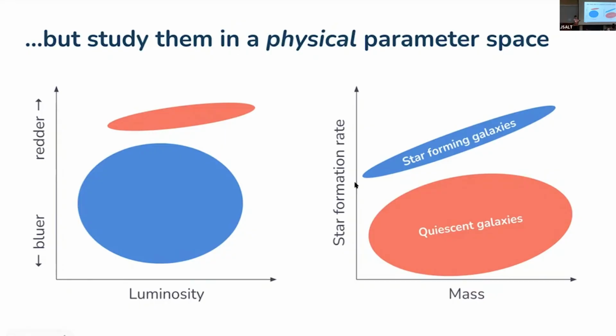So once you form some stars and you stop forming stars, what happens is all the blue massive stars die away, and all you're left with is the redder colored stars.